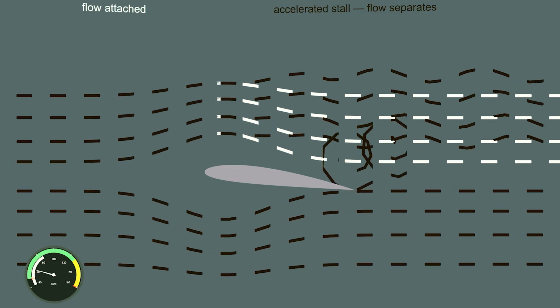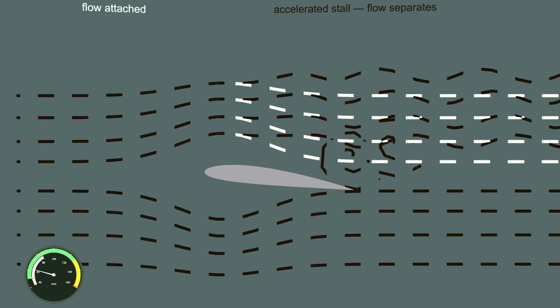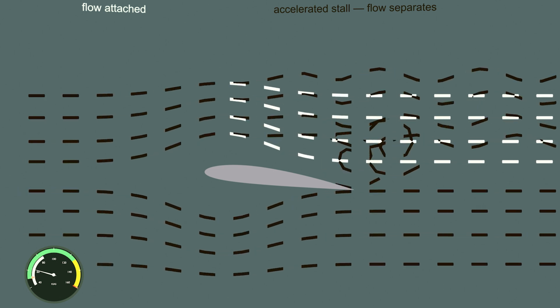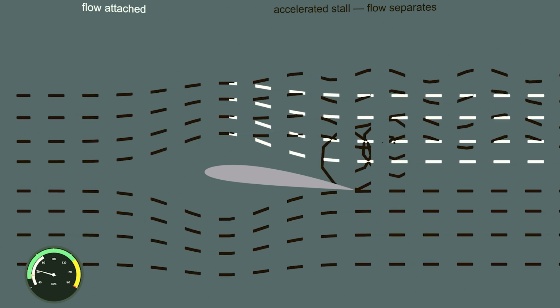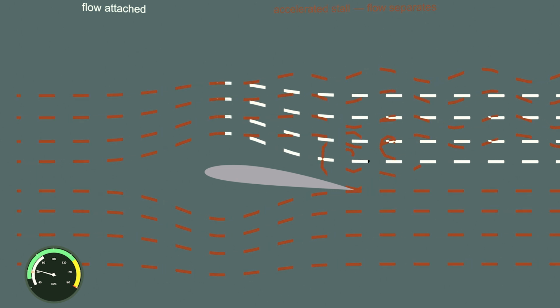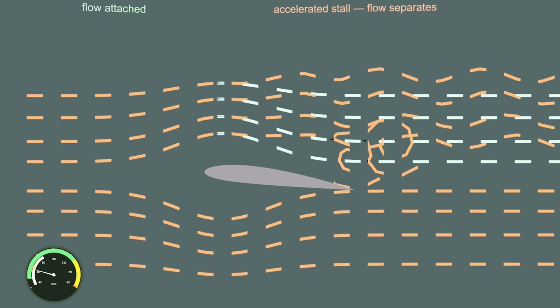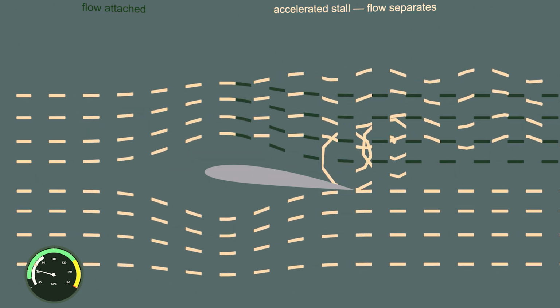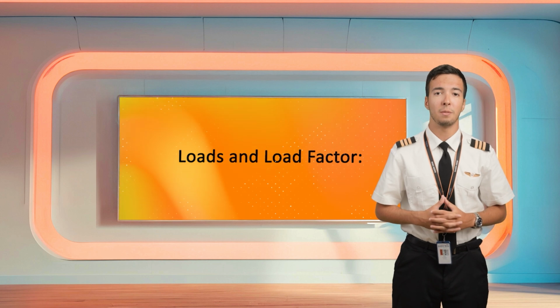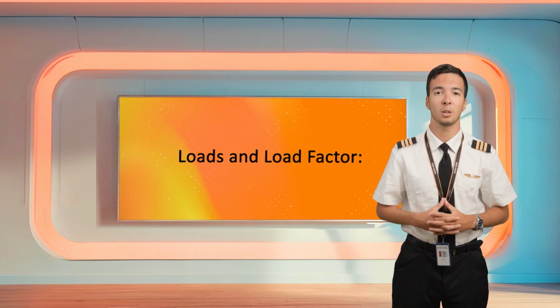The stall speed trap. Now the part that catches pilots off guard. As load factor goes up, stall speed also goes up with it, by the square root of the load factor. At 2 Gs, your stall speed jumps about 41%. An airplane that stalls at 50 knots wings level will stall near 70 knots in a 60-degree bank.